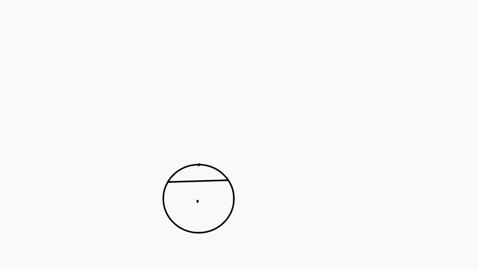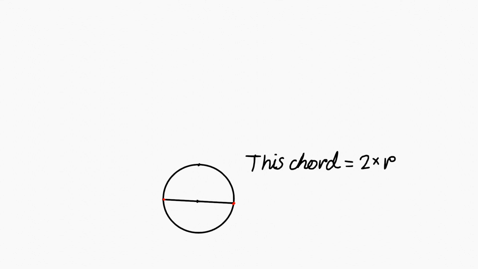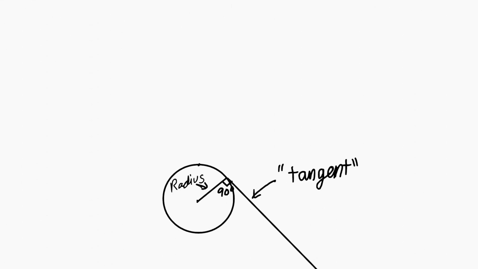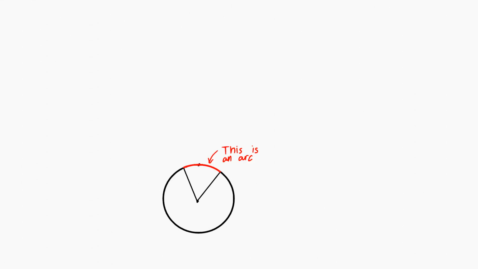A line segment connecting 2 points on a circle is called a chord. The longest chord possible, which is twice the radius, is known as the diameter. Imagine an object running around the perimeter. If it suddenly moves straight, this line is called the tangent line. This is called a segment. 2 radii drawn result in a sector.